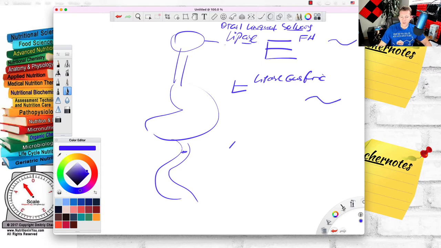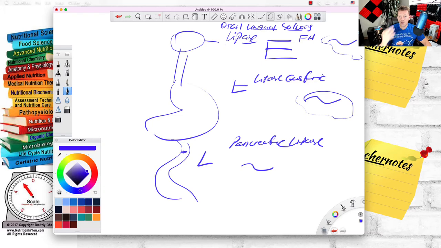And then in the small intestine, pancreatic lipase separates the last one. So now it's another fatty acid. The three free fatty acids from the small intestine would be absorbed into the blood. So that's basically what happens in three stages.